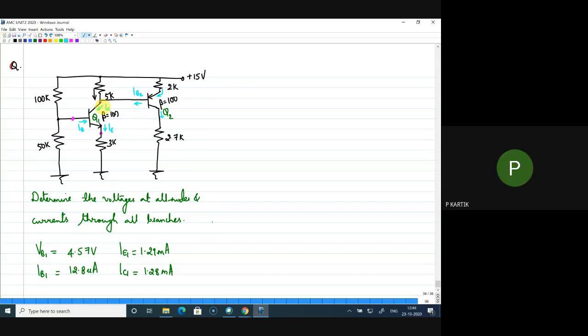I don't know, sir. PNP, yeah. So the first one is an NPN transistor, and the second one is a PNP transistor. Yeah, no problem. We have to discuss, then only we will realize.